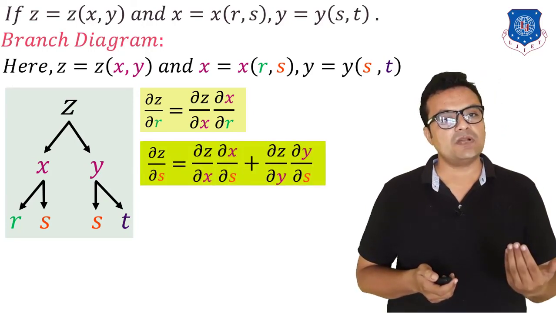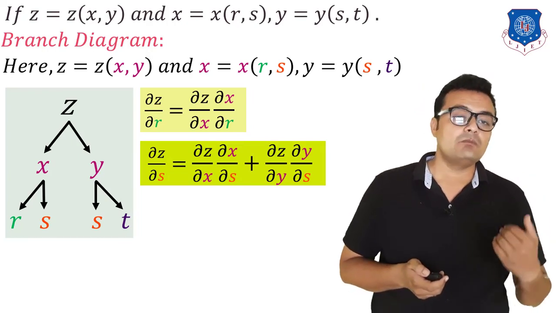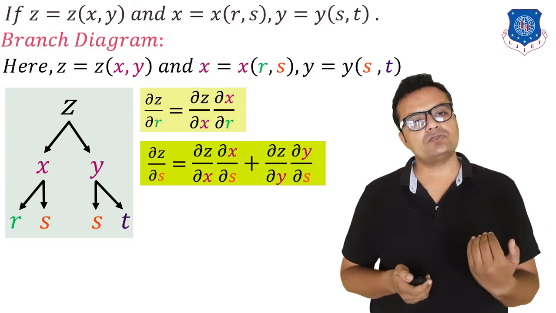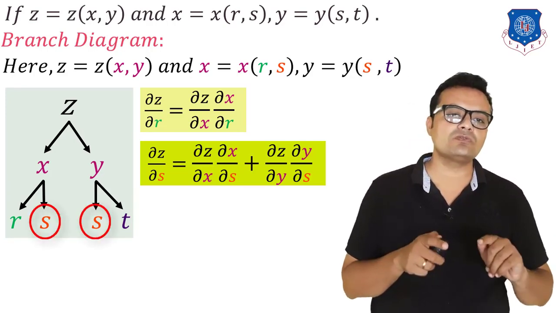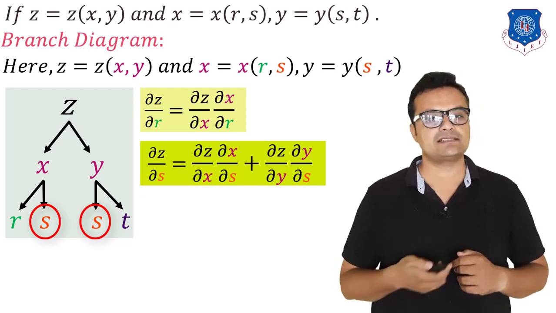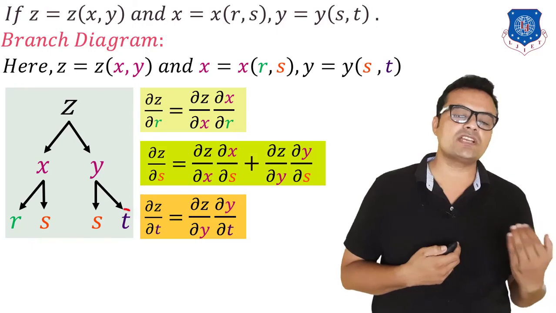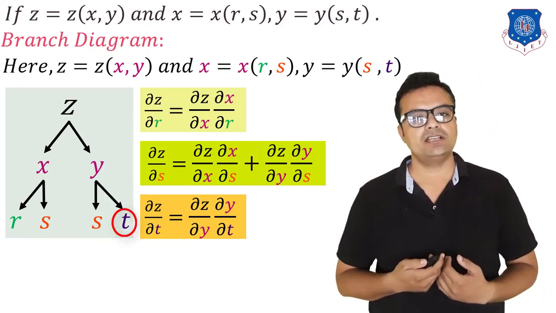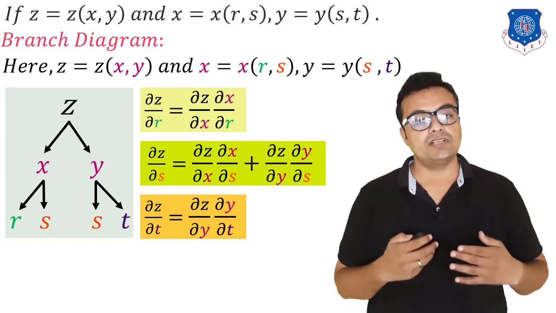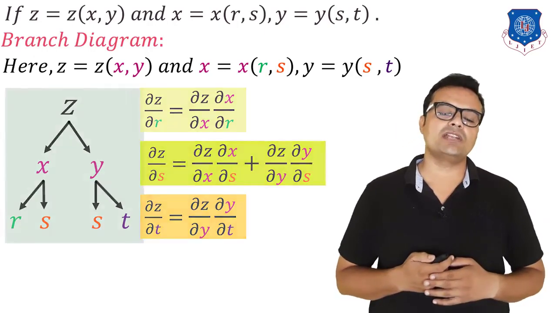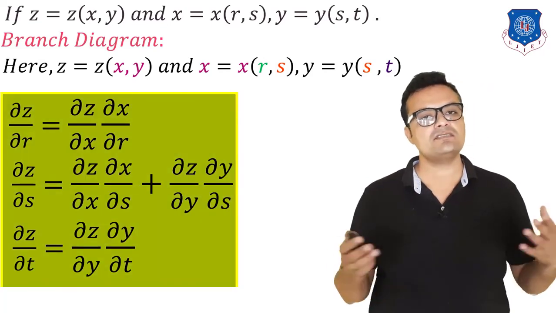The second case is del z by del s. I am moving from z to x and x to s, plus I am moving from z to y to s. Here I am taking two intermediate variables x and y because both of them contain the free variable s. Finally, del z by del t, moving from z to y and y to t. So this is how we can construct partial derivatives, the chain rule for a multivariable function. So these are three possible cases in this situation.